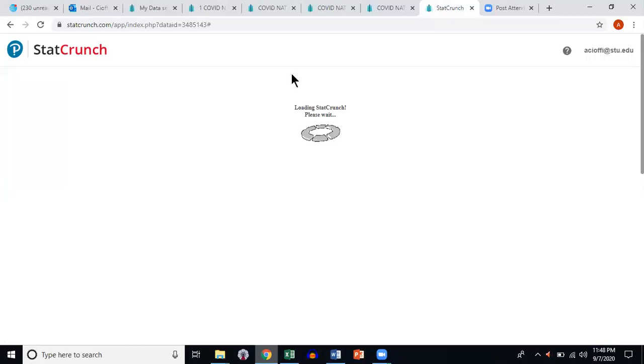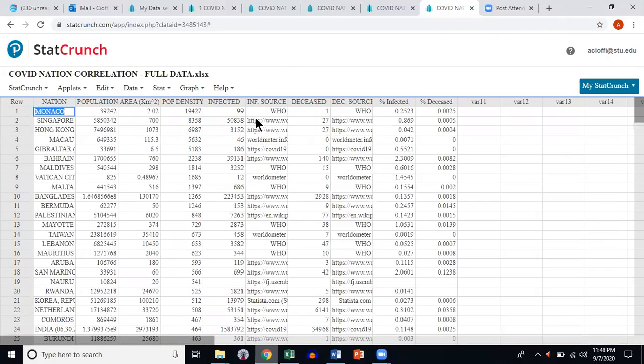So we would expect a strong correlation there, and in fact, when we look at it in StatCrunch, I think I delayed too long and they kicked me out. There we go. So I have to do them again.